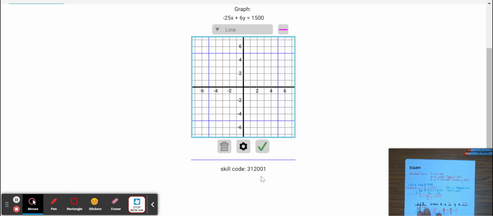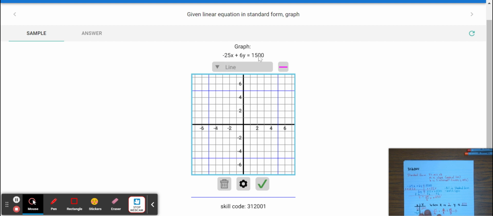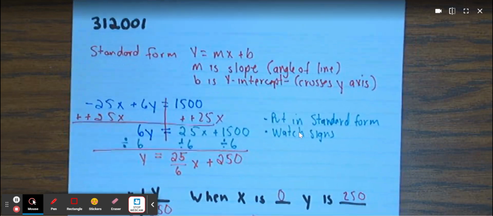Okay, this is code 312001. There is an extensive amount of work with these, so it might take a little longer. It looks like this at the start. You get an equation that is not in standard form. You eventually have to have a graph of the final product. So I'm going to open this up and show you what we do here.